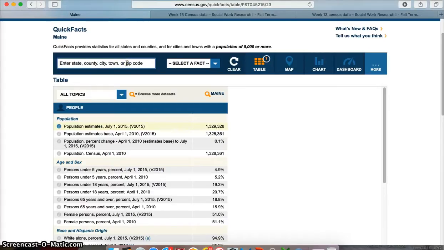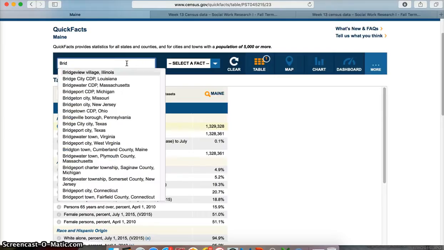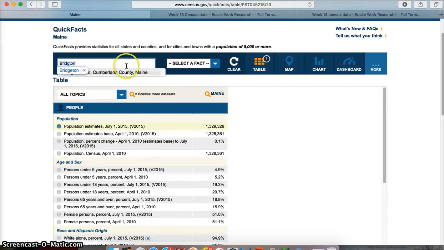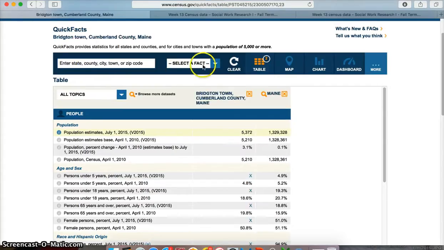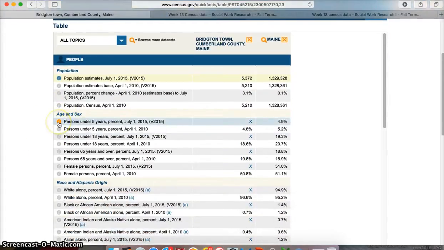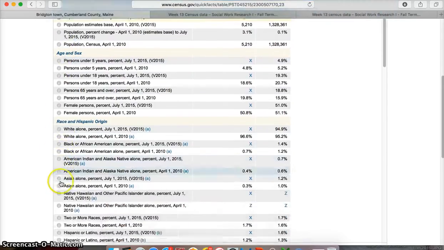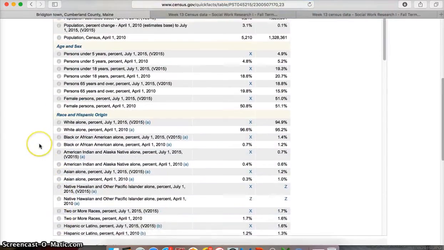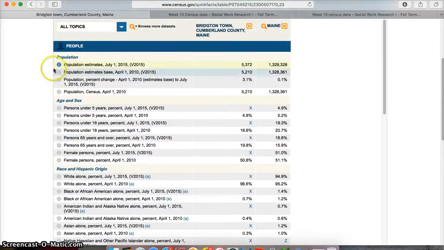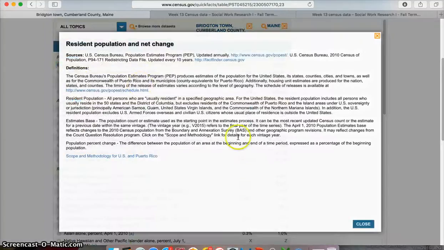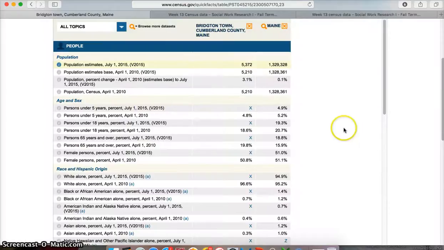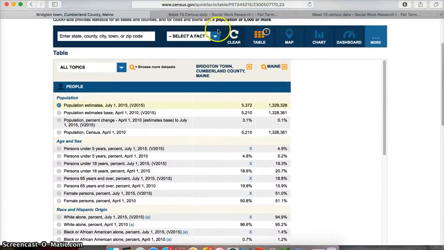So here I am, I picked Maine, and I'm just going to type in one of the first towns, Bridgeton. And here you'll see it says Bridgeton, Bridgeton Town in Cumberland County, Maine. And here it's going to give me the data that I need. So you can pull it up by number of people, current population, race, and then the economic questions are also in through the estimates. If you click on this button here, it'll tell you what the specific numbers are. And you can also pick other facts that you want to know about the town.